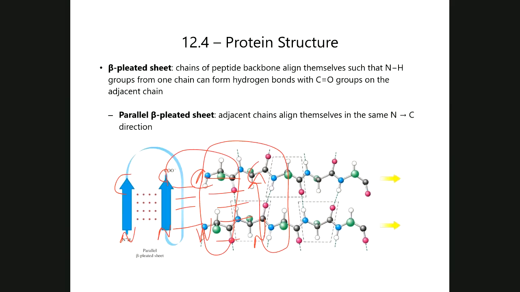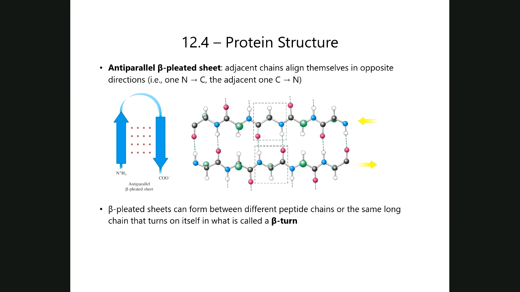So parallel means that the strand will arrange itself with the pieces that form the sheet. They're all going from N-terminus to C-terminus, the next one N-terminus to C-terminus. They're all parallel, going in the same direction. The alternative, of course, is anti-parallel.